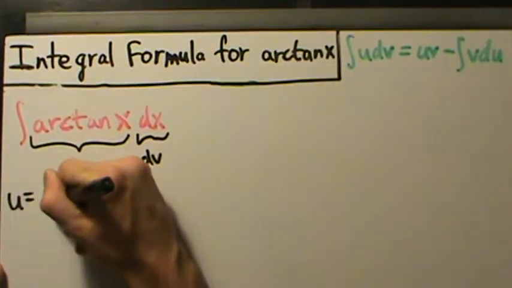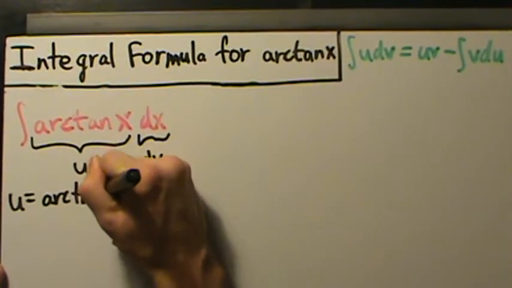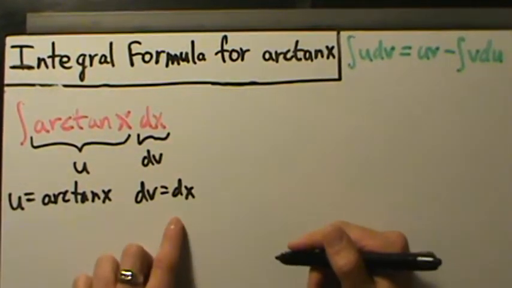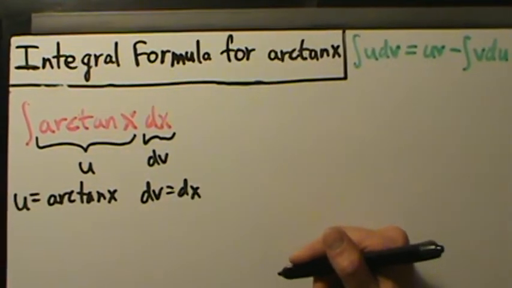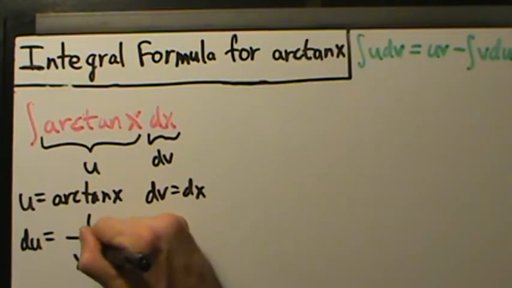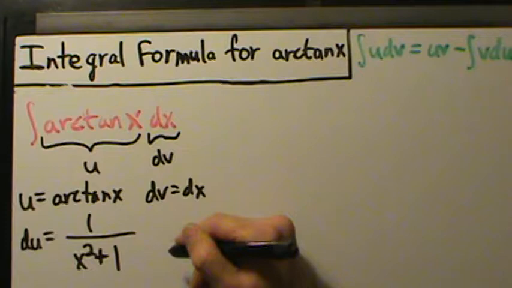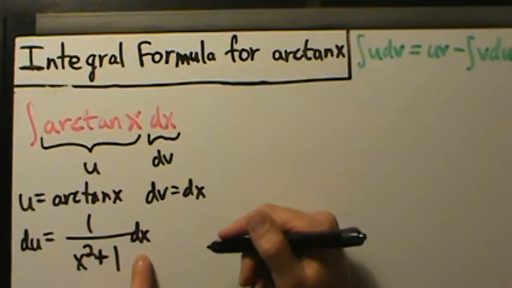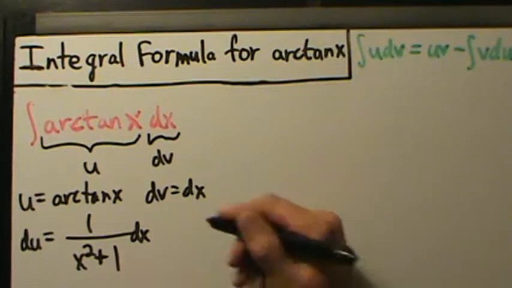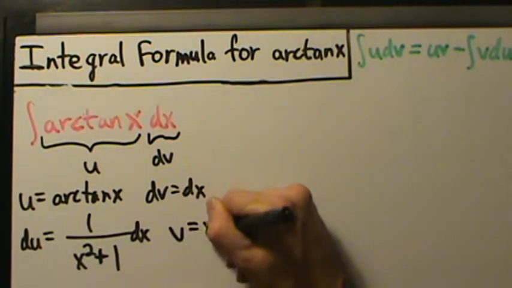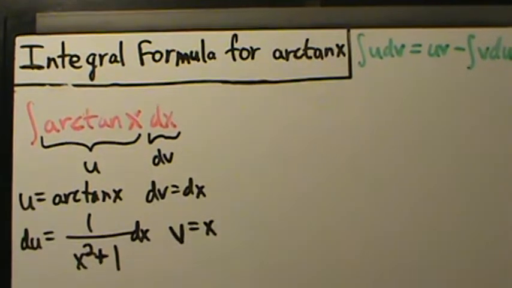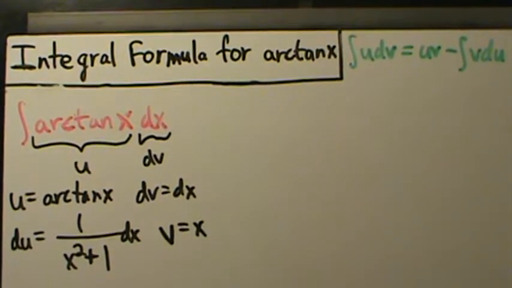So u equals arctan of x. dv is everything else, which in this case just means the dx. If u is arctan of x, then du is 1 over x squared plus 1 dx. Got to have that dx on there, because du should be something dx. Since dv is dx, integrate to get v, so v is just x. And again, no arbitrary constant on the v in integration by parts. That was explained in an earlier video.